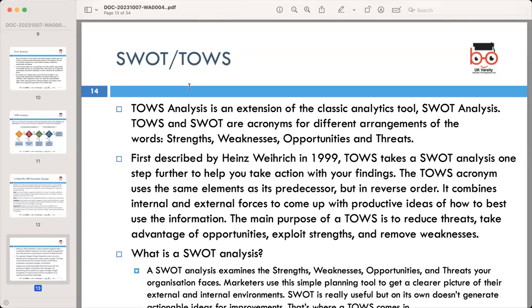SWOT examines strengths, weaknesses, opportunities, and threats, offering insight into the internal and external environments. It does not inherently generate actionable ideas. On the other hand, TOWS takes SWOT a step further by combining internal and external factors to generate productive ideas for improvements. Its main goal is to reduce threats, exploit opportunities, leverage strengths, and address weaknesses.